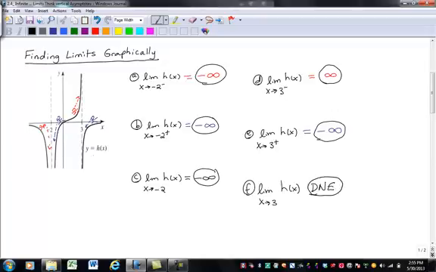The overall limit doesn't exist because I have to know which side I'm on to tell if it's a positive or negative infinity. So that's how we do infinite limits graphically, just like we've done before, except now we're going to plus or minus infinity. If both the right and left-hand limits are the same, the overall limit exists. If the left and right-hand limits are different, then the overall limit doesn't exist.